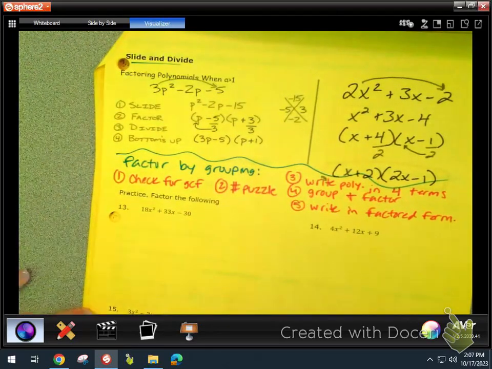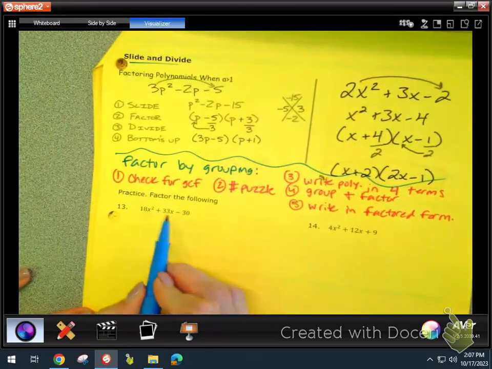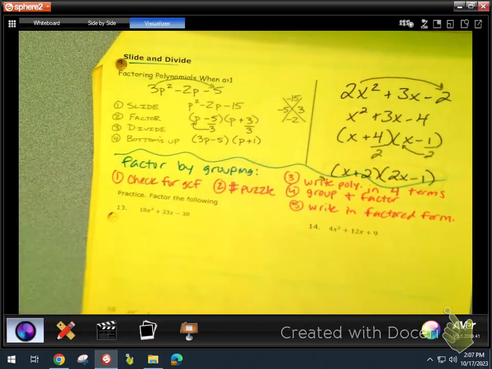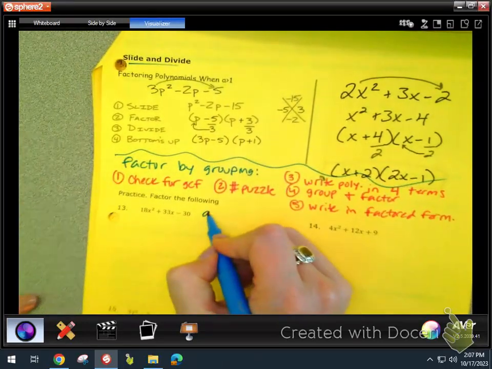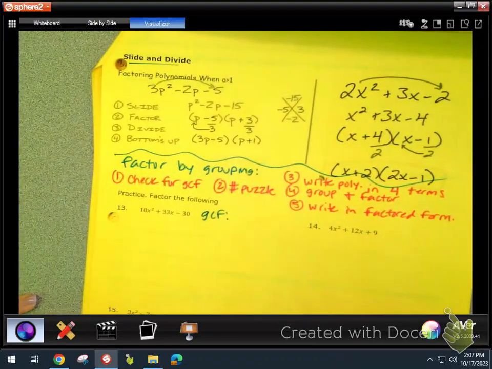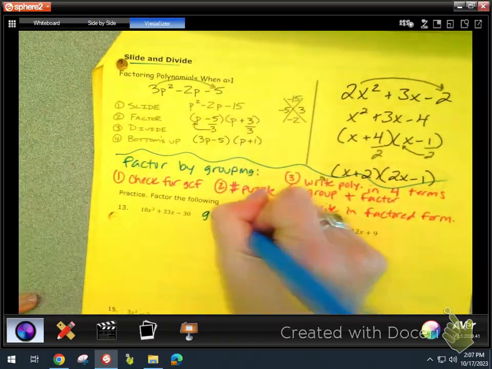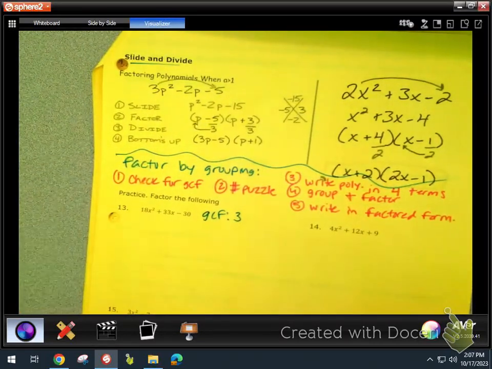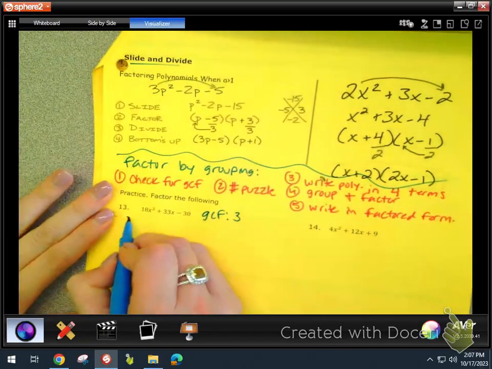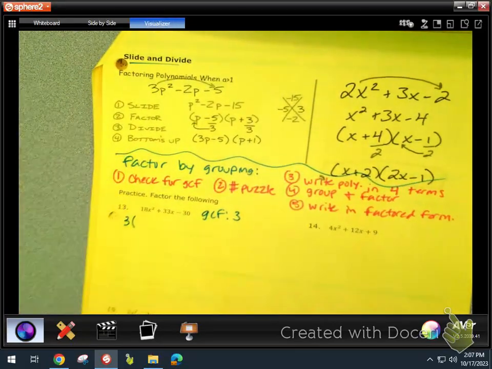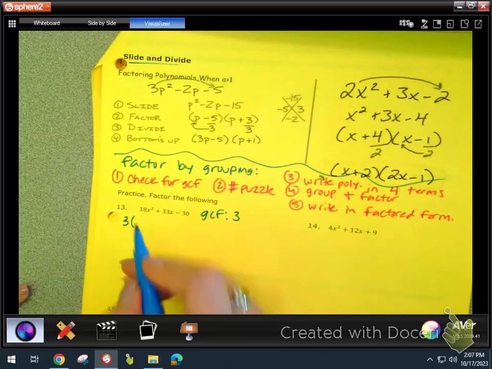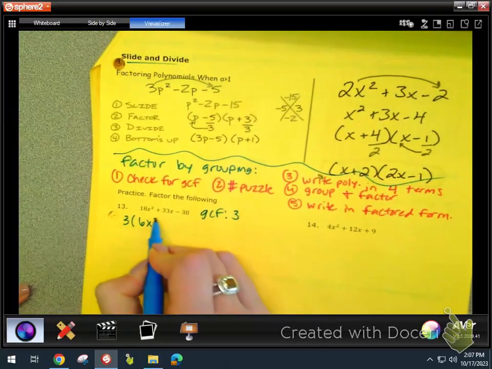All right. Number 13. 18x squared plus 33x minus 30. Let's go through my checklist. Do I have a GCF? Yes, 3. What is it? 3. Okay? You always want to take out your GCF, especially when you're doing stuff non-calculator. Simplifying your coefficients is going to make your mental math life way better. So take out the 3. What's left when I divide out the 3? 6x squared.